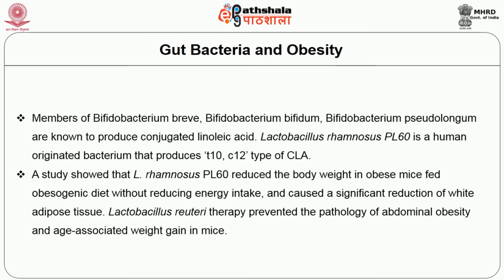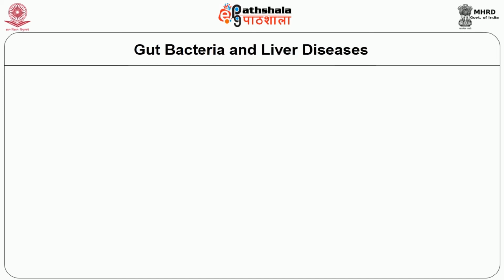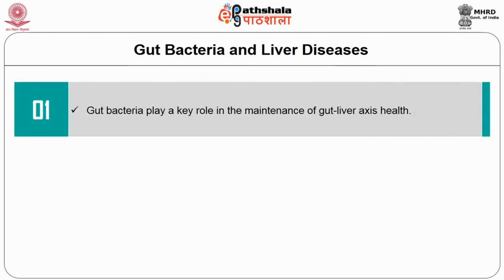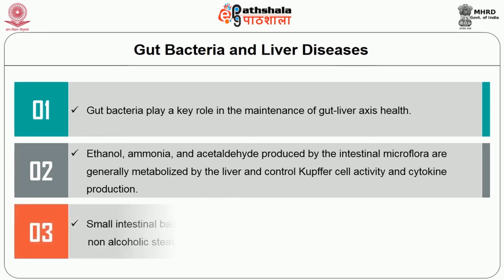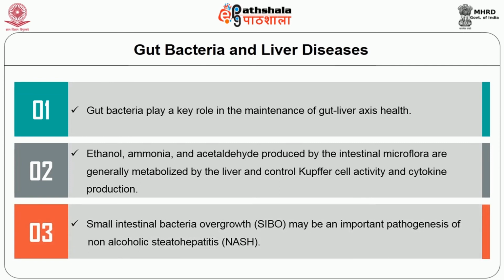Lactobacillus reuteri therapy prevented the pathology of abdominal obesity and age-associated weight gain in mice. Gut bacteria and liver diseases. Gut bacteria play a key role in the maintenance of gut-liver axis health. Ethanol, ammonia and acetaldehyde produced by the intestinal microflora are generally metabolized by the liver and control Kupffer cell activity and cytokine production. Small intestinal bacterial overgrowth may be an important pathogenesis of non-alcoholic steatohepatitis.